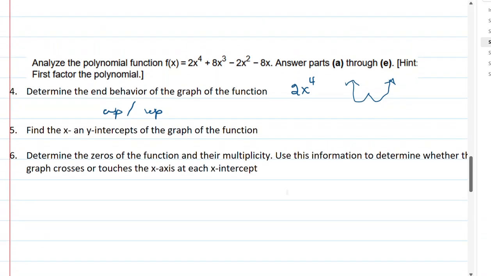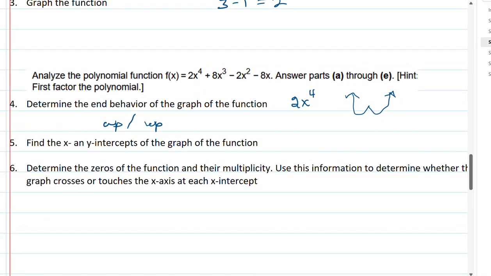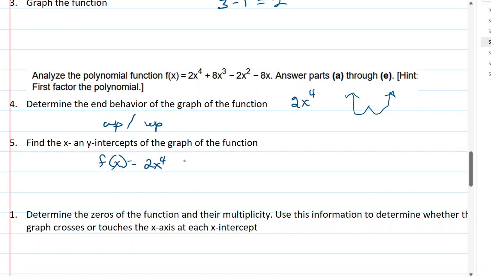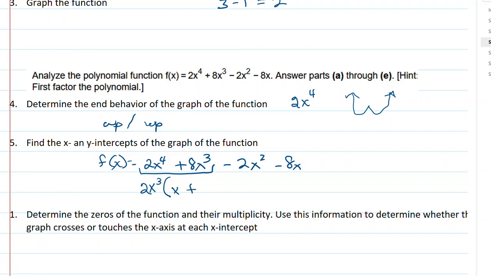Okay, find the x and y intercepts. All right, and this one is factorable, so I'm going to do that. I think it is. It's grouping because we have how many terms? So I'm going to do this and find a GCF, and I'm going to say that is a 2x to the third. This one's a negative, and it's a 2x.